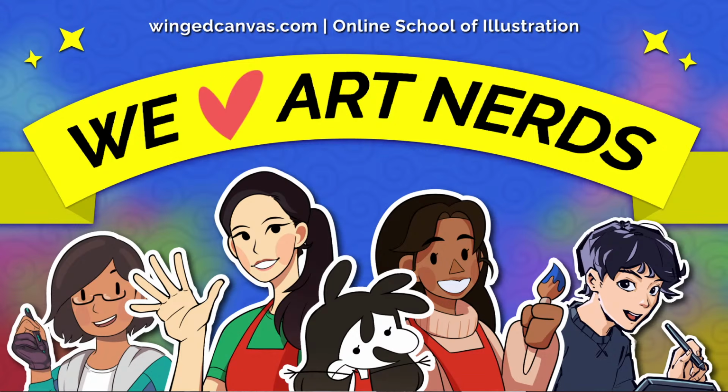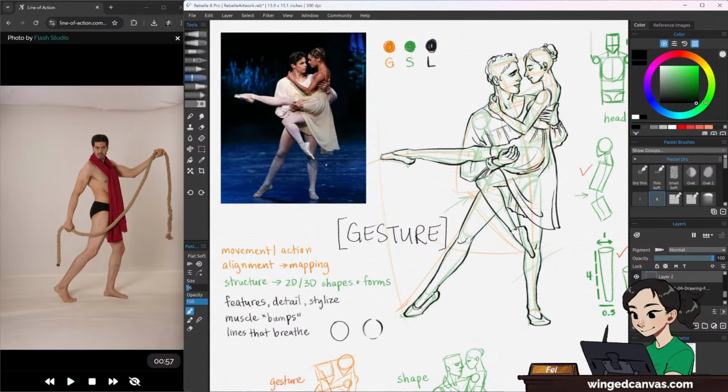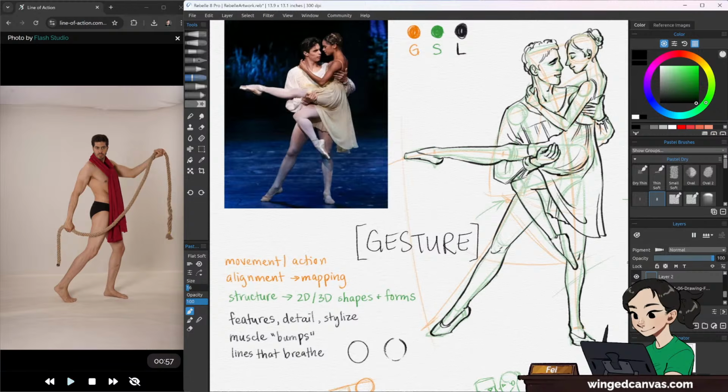The first thing I'm going to talk about: those of you who are already interested in gesture drawing and have seen some of the videos on the GSL method, you probably know that gesture is the G in the GSL method for figure drawing, and it stands for the most important but often underutilized step in drawing movement.